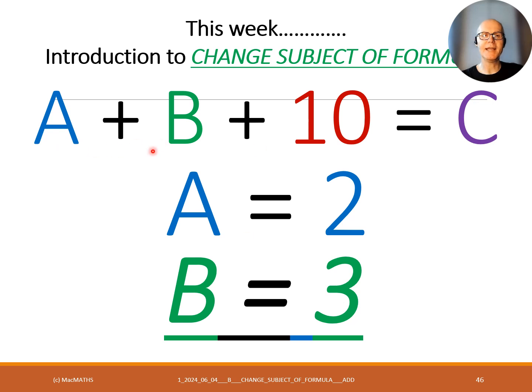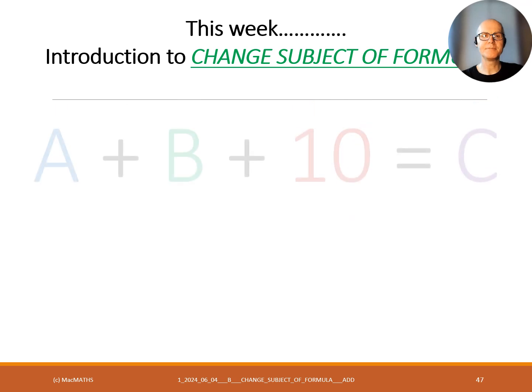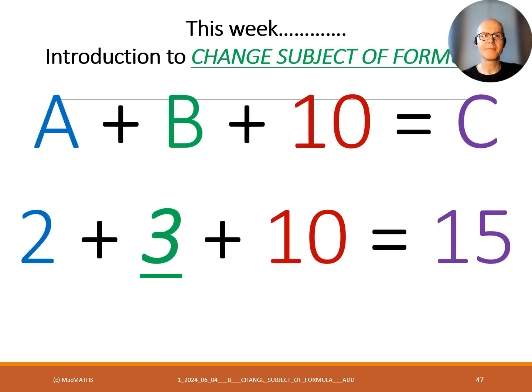This is where we started. a plus b plus 10 equals c. a equals 2, b equals 3. Is it balanced? 2 plus 3 is 5, plus 10 is 15. So we have 15 on the left-hand side of the formula and 15 on the right-hand side of the formula. This is balanced. So b equaling 3 is the correct answer.